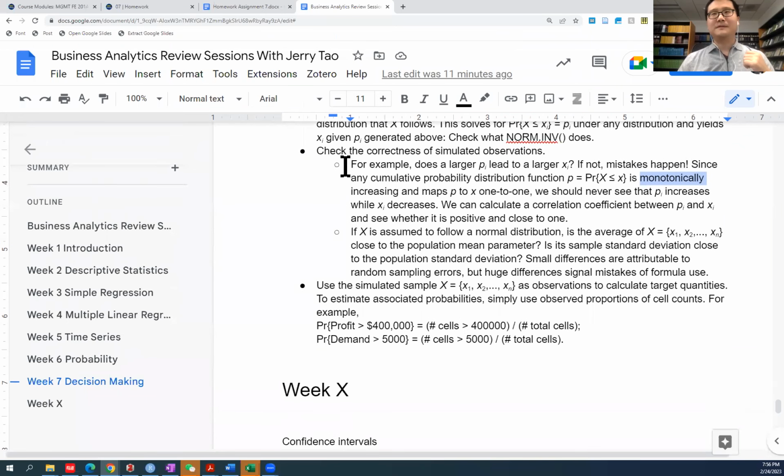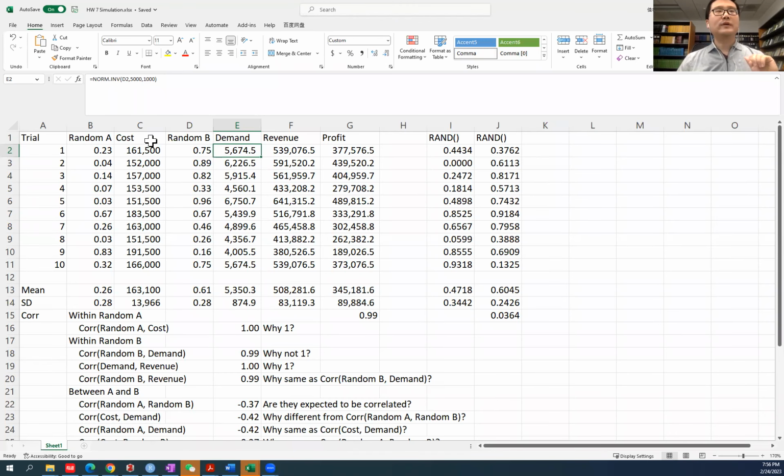Okay, so these are two ways of checking, to spot any mistakes. And the last step is that we use the simulated sample to calculate whatever quantities we need. So once we generated cost and demand using the random number, we could easily generate revenue. Revenue is nothing but demand times 95. That's the price of each product.